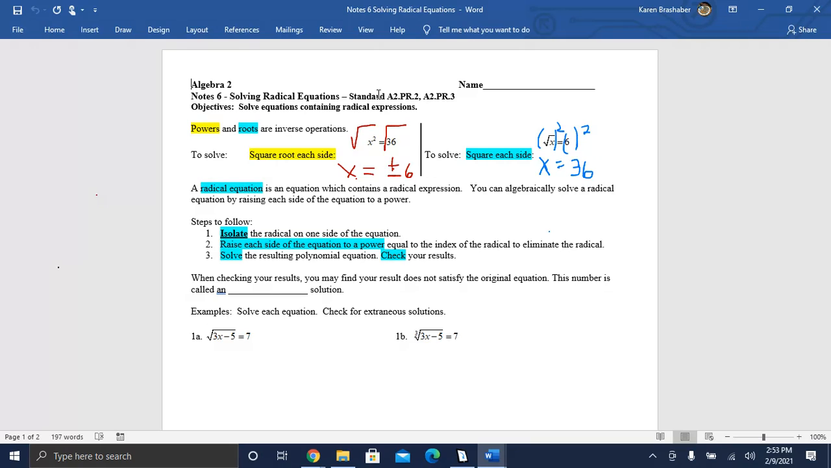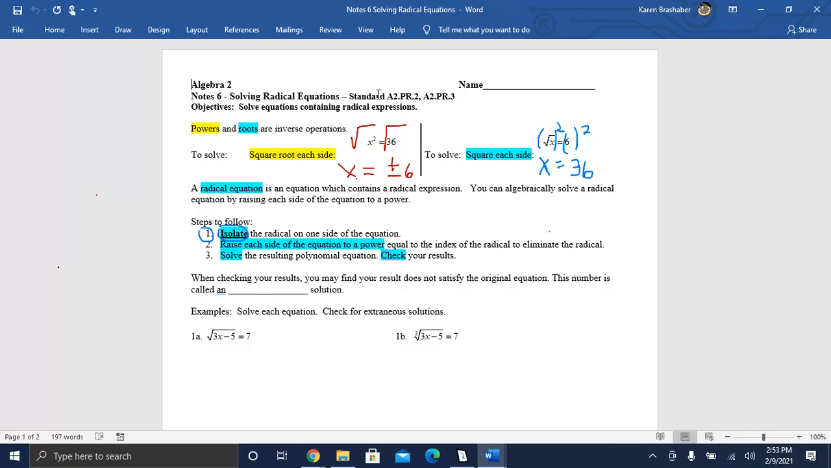So a radical equation is going to be one that has a radical over a variable. And probably the number one thing that you'll need to know is that you have to get the radical by itself. That's what that isolate means. Get the radical by itself. Then you're going to raise each side to a power and solve and check.